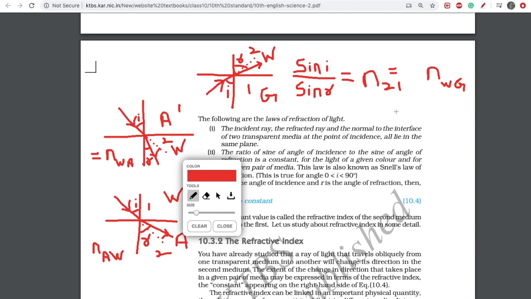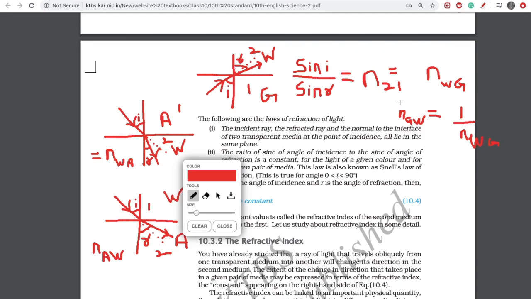Refractive index of glass with respect to water means, in n21, medium 2 with respect to medium 1. So glass with respect to water is what we have to find out. How to find that out? If we do sin i by sin r in this diagram, we will get water with respect to glass. So n glass water is equal to the reciprocal of this one, divided by n water glass.